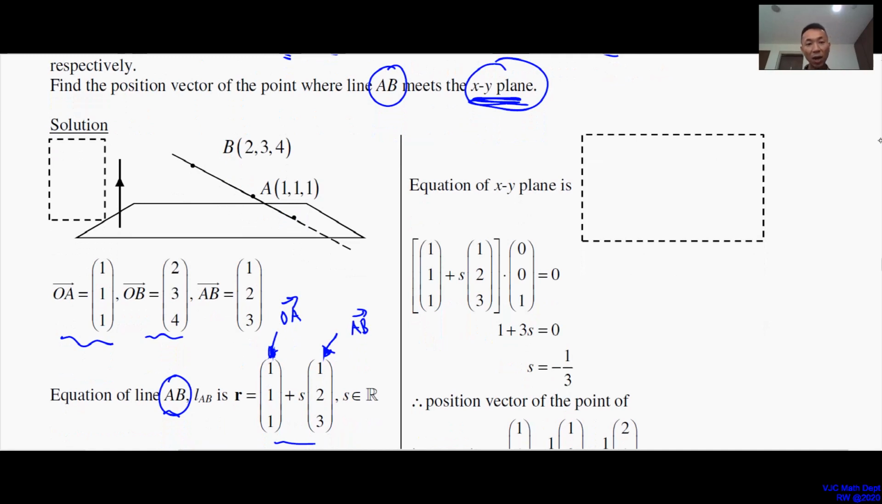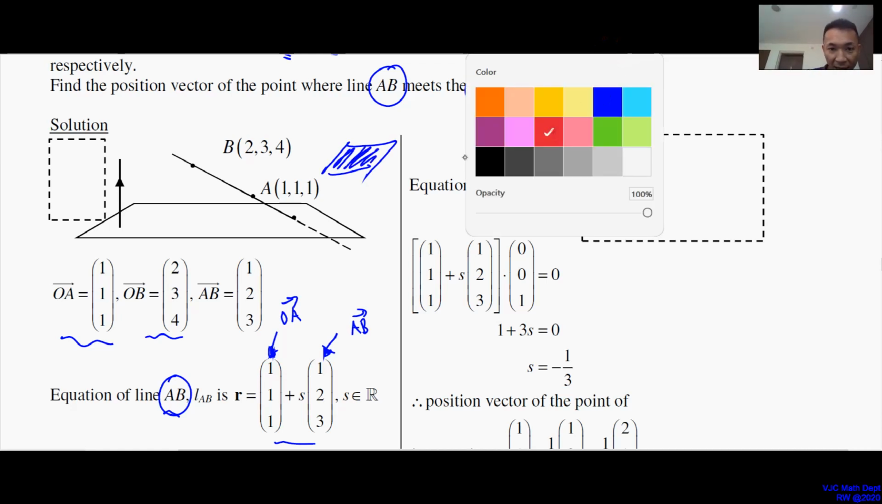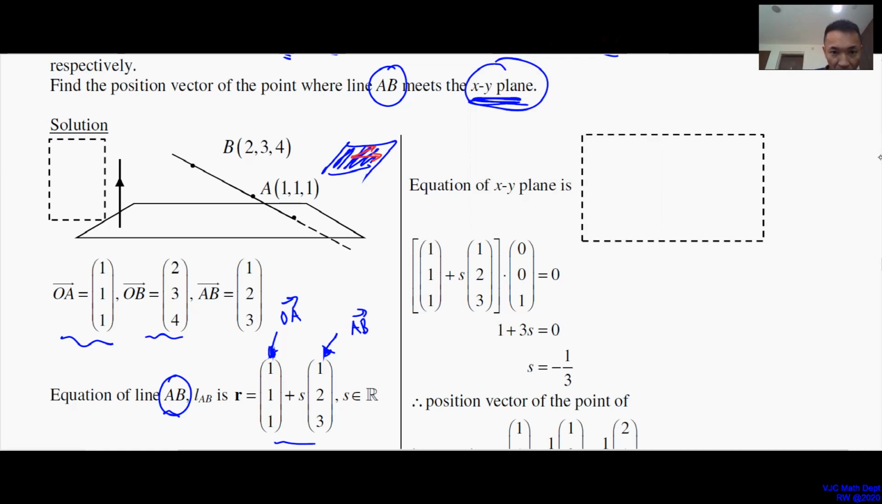Now, what is the equation of the XY plane? I think you've learned earlier in vectors 4, right? If you have the XY plane, I try as much as possible to draw for you. The XY plane means it contains the x-axis as well as the y-axis. So which means the normal vector is actually the z-axis, which means it can be (0, 0, 1) here. This is the normal vector.